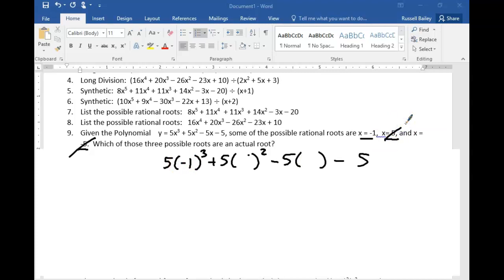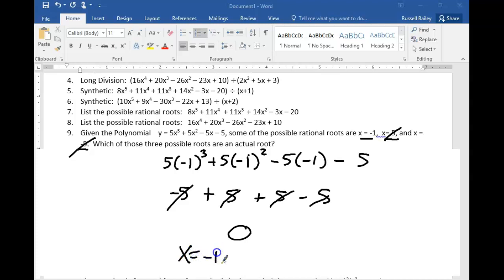Positive 5 failed also. Now we're going to plug in negative 1. Negative 1 cubed is negative 1 times 5, which is negative 5. Negative 1 squared is 1 times 5 is 5. Those two make positive 5, and then minus 5. And sure enough, there's our 0. So the answer is x equals negative 1 is our root. So that's how you can determine, of the possible roots, which is the actual root.